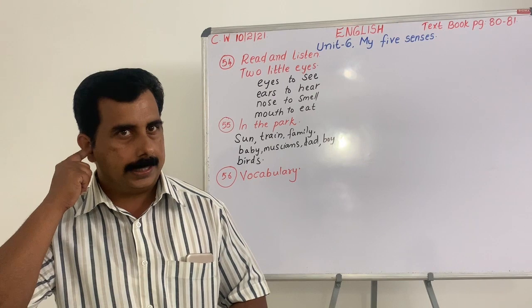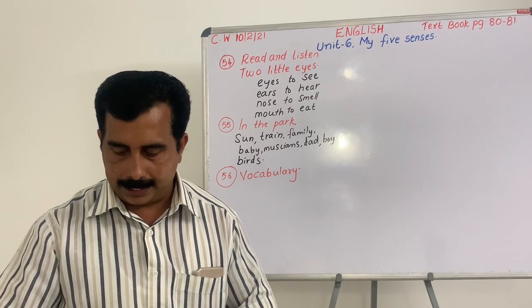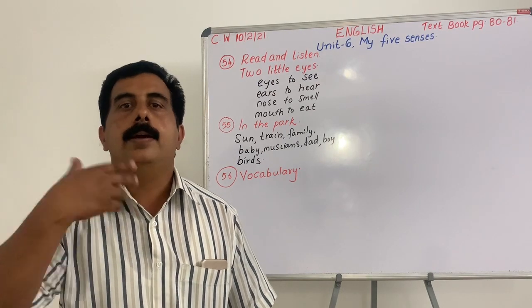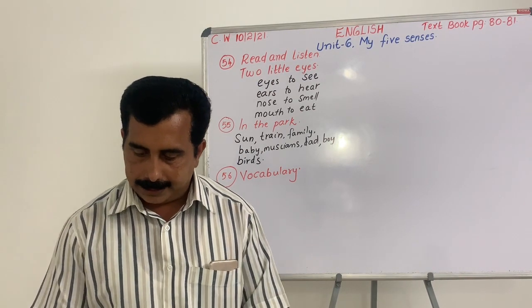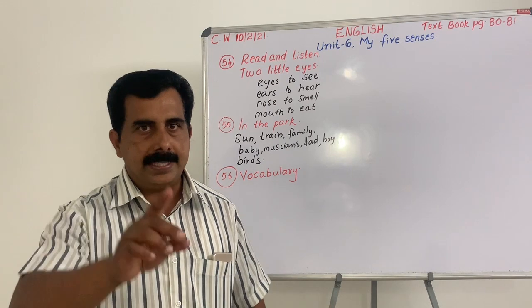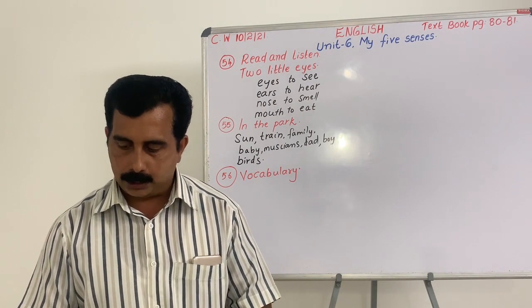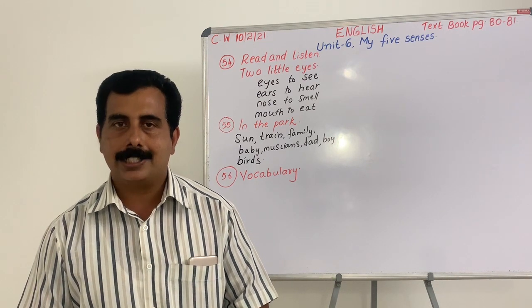Three things. Listen, point, say. For example, you will listen to the sound, then you will point to the thing and you have to say. So, listen to the sentences. Say the missing word. Then, look at the poem again. Which of the five senses is not in it?